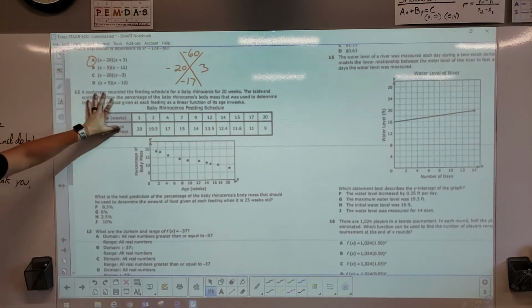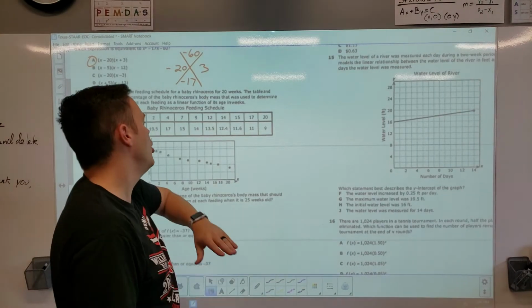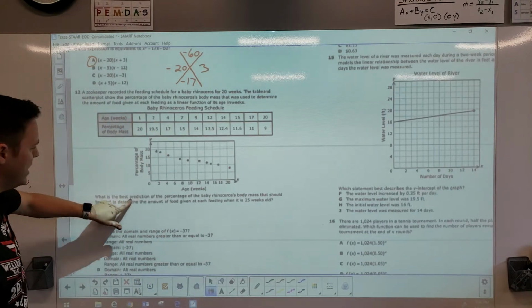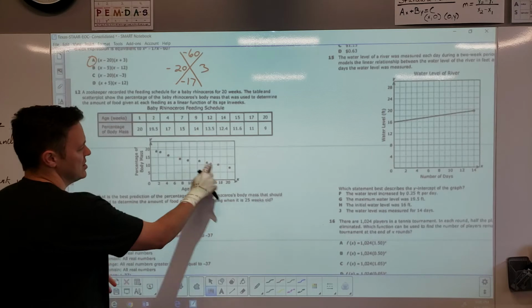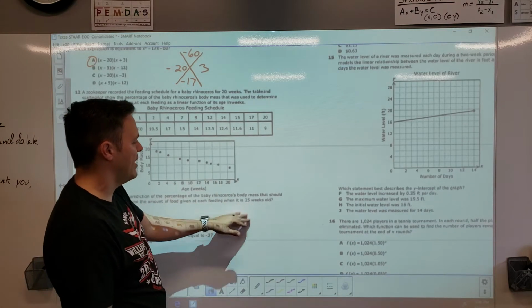12, zookeeper, blah, blah, blah. It's great. All this information is beautiful, lovely. Who cares? Because it's right here. Predict, using this scatter plot, what is the amount of food given at 25 weeks?